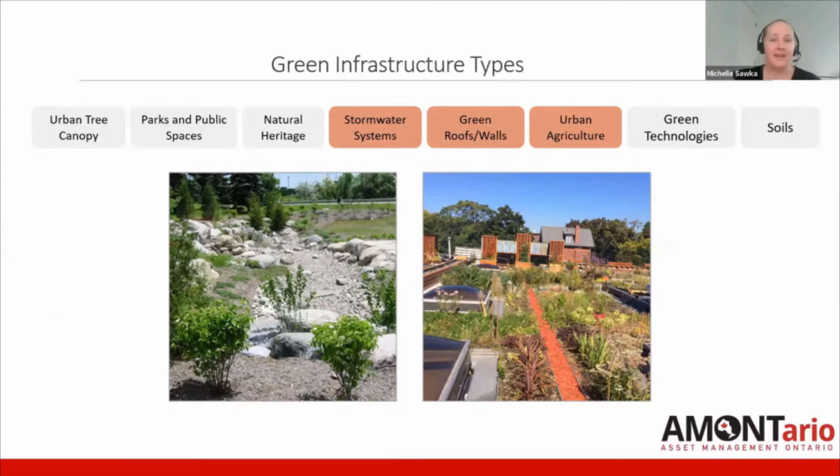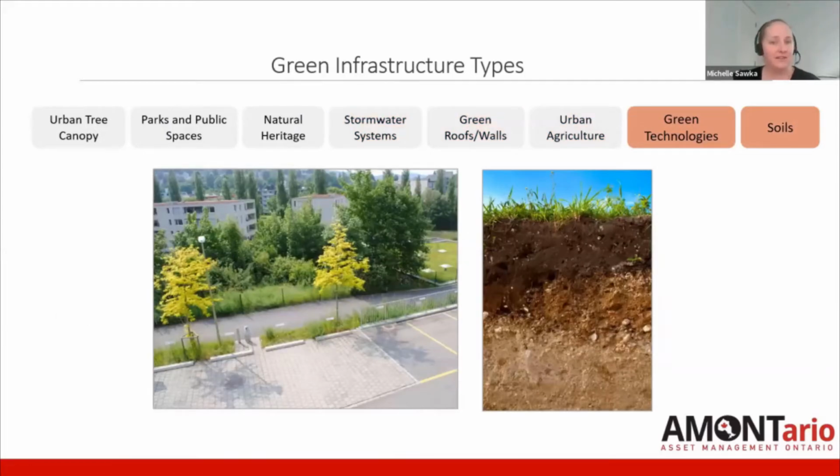Now, I did want to mention that we also include technologies that replicate or support the functions of ecosystems as part of green infrastructure. And these are things like permeable pavements or rain barrels, really focused on stormwater management. And then finally, and perhaps most importantly, we consider soil to be green infrastructure. And this is because soil is critical for sustaining vegetation and helping manage our water cycles. So without healthy soils in our communities, we cannot have any healthy green infrastructure assets.